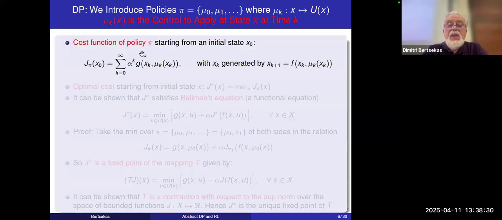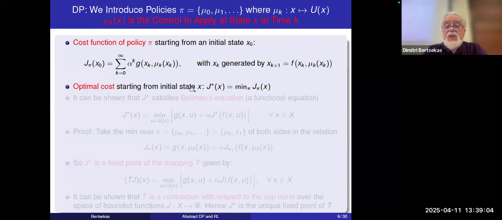And if you have a policy, it has a cost function associated with it, the cost that you incur using that policy, which is obtained by plugging into the cost function these functions mu k under the assumption that successive states are generated according to this equation. So a policy has a cost associated with it, and this cost is a function of the initial state, x0. So it's important to know that this is not a number, it is a function, okay, a function of the state.